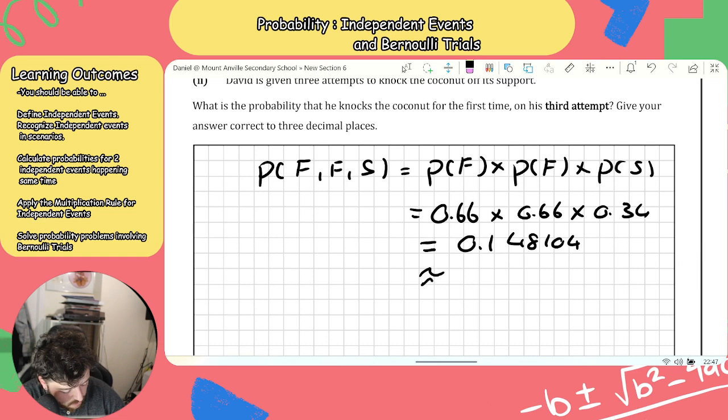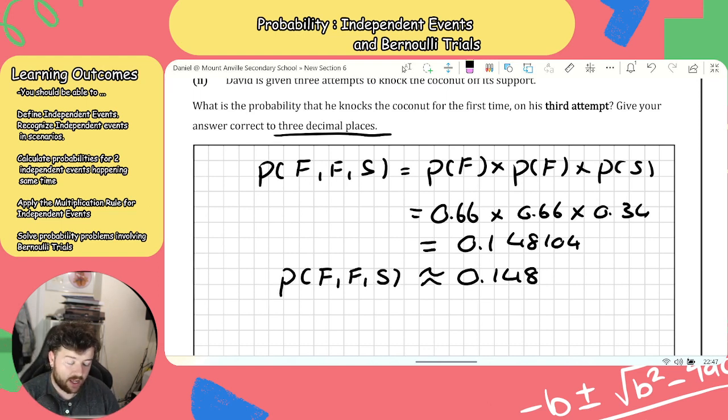0.1481104. It says round to 3 decimal places. So it's going to be 0.148. That's the probability he fails and he knocks the coconut off correctly the first time.